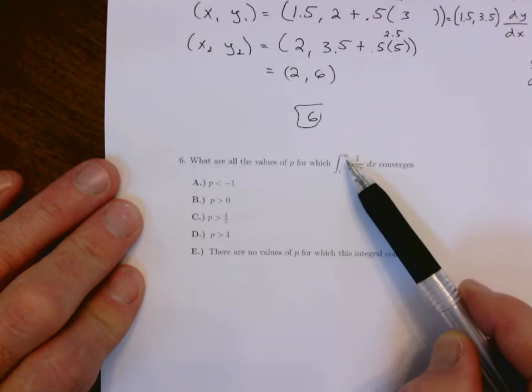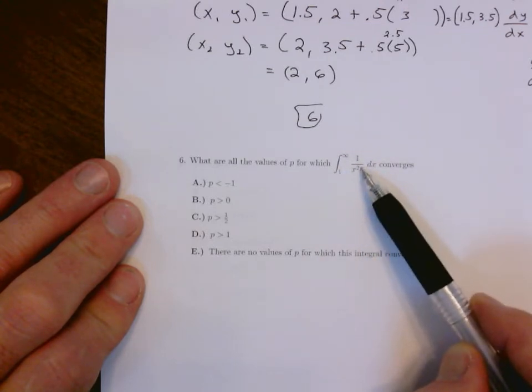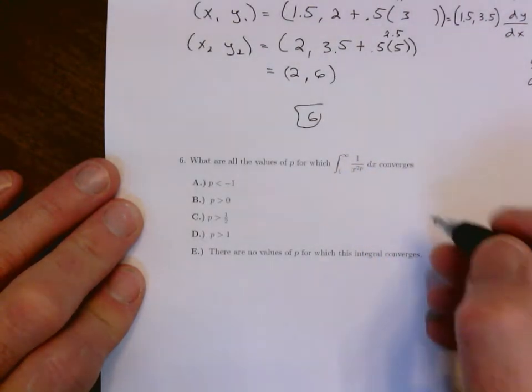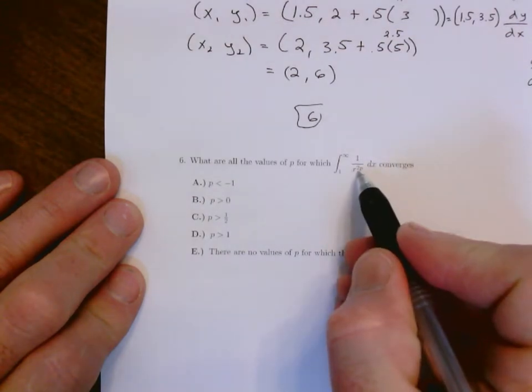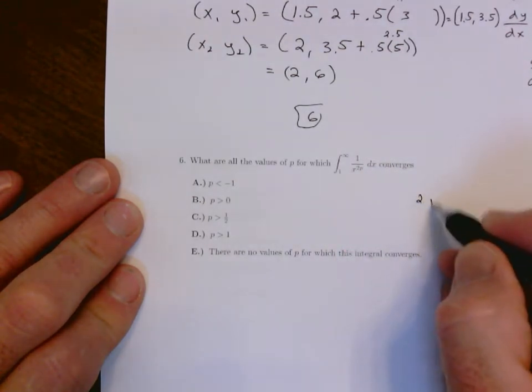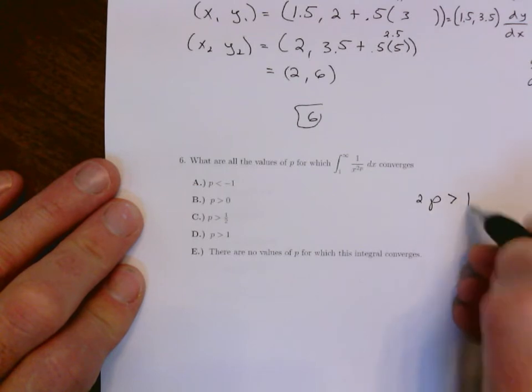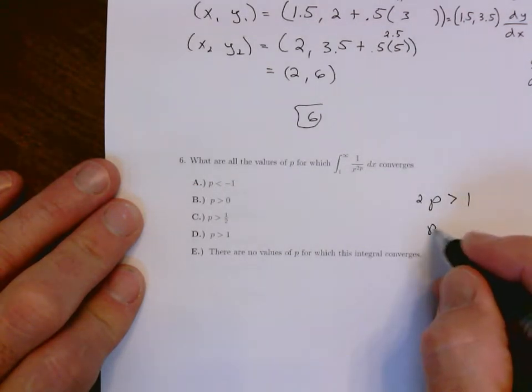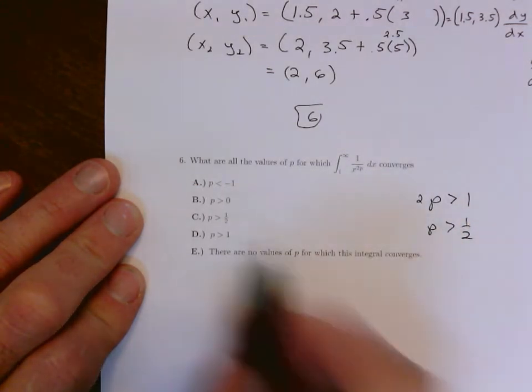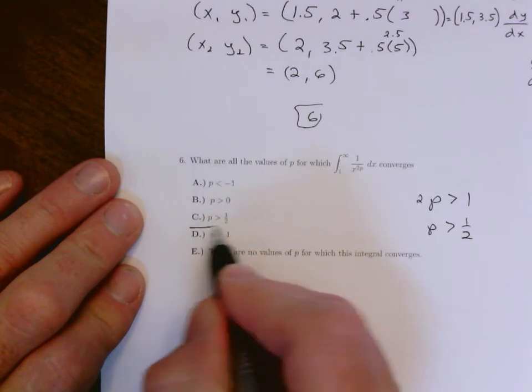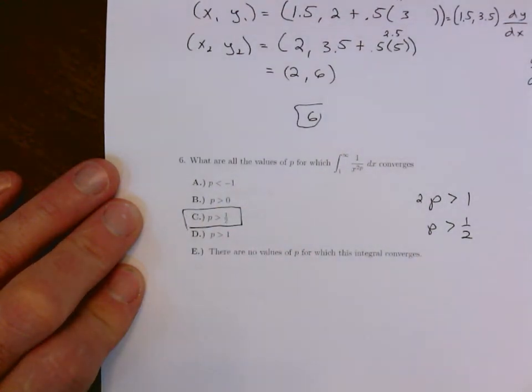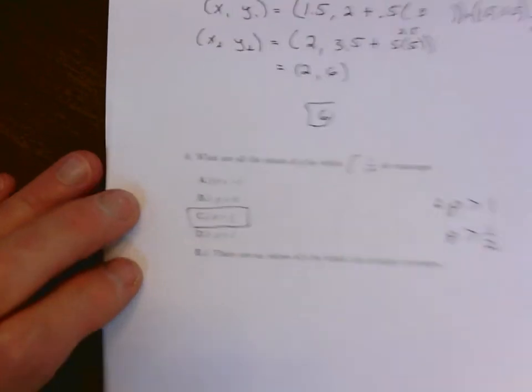But if it goes from 1 to infinity, this is simply just a p series. And I know that this will only converge if the power here, 2p, is going to be greater than 1. So we solve, where p is greater than a half. So you go over here, so the answer is going to be C. Okay, next question.